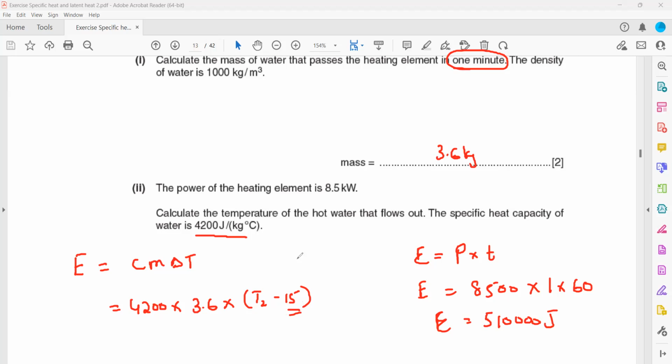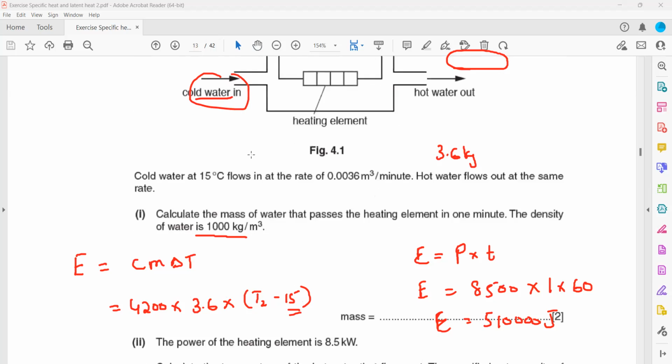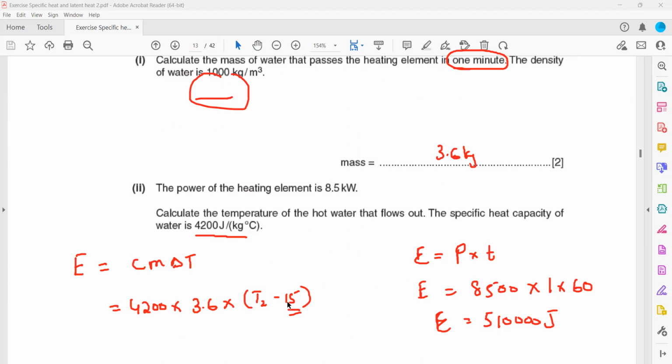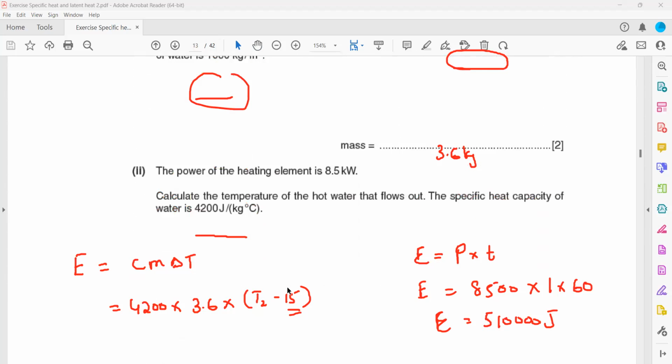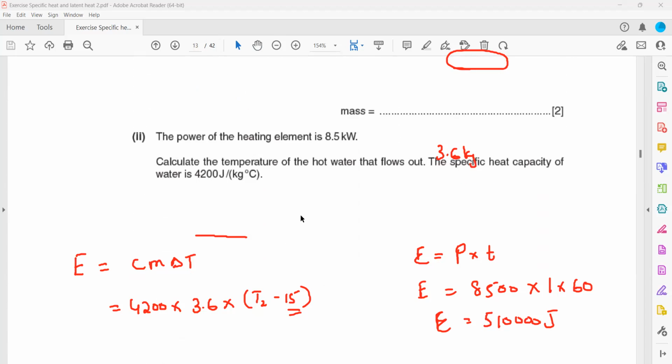510,000 joules. From where did I get this 15? If you see the question, they mention the cold water enters at a temperature of 15. So the initial temperature, or temperature of the cold water, is 15, and the temperature it leaves at, that we have to find. That's how I got the 15 here. The initial or starting temperature is 15. So now we simplify to calculate the final temperature. This was 510,000 joules.